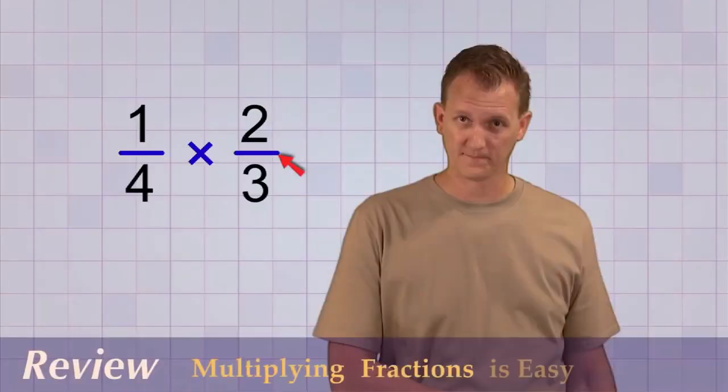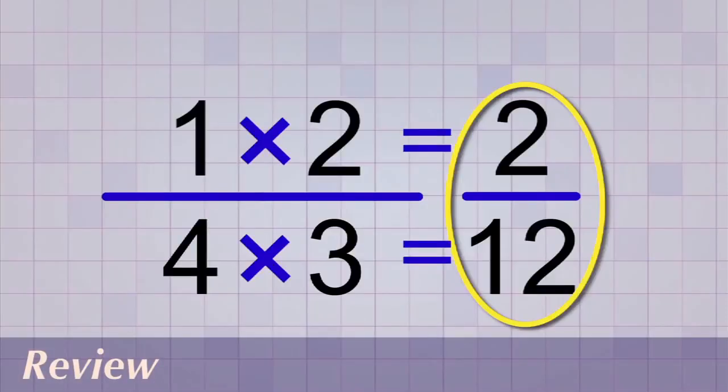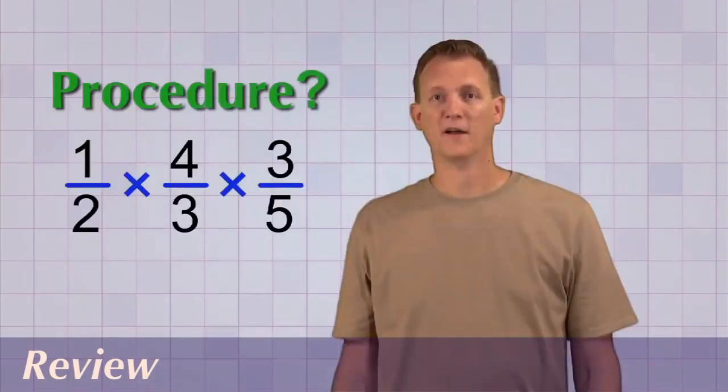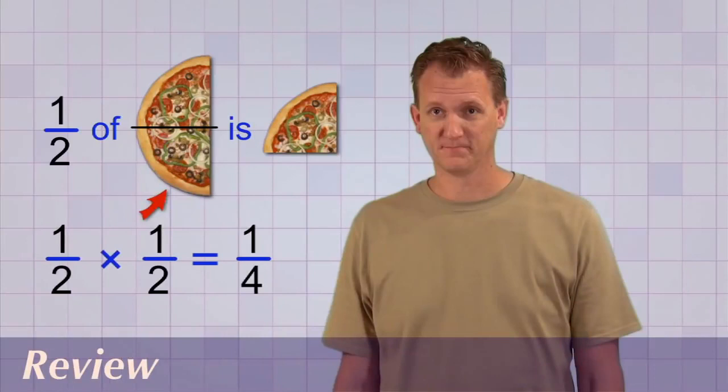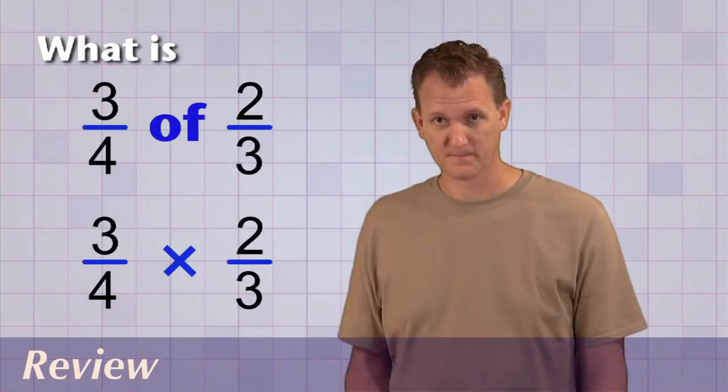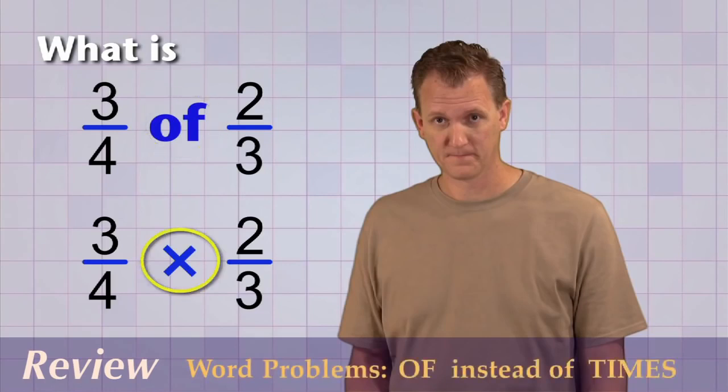Multiplying fractions is even easier than adding fractions. It's easy because order of operations says that we can do the multiplication before the division. The procedure for multiplying fractions is to multiply the top numbers to get the answer's top number, and multiply the bottom numbers to get the answer's bottom number. If you think of fractions as parts of something, then multiplying a fraction by another fraction is the same as taking a part of a part. And sometimes, especially in word problems, you might see the word of instead of the word times.